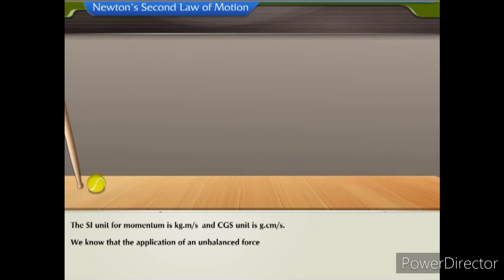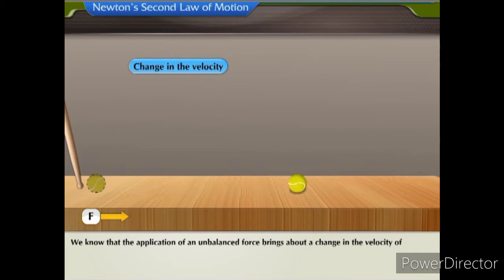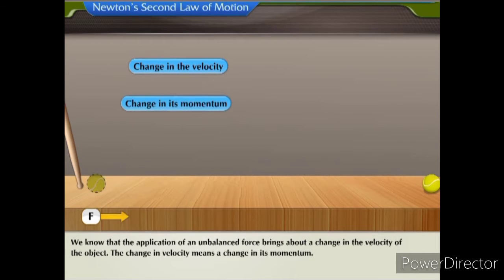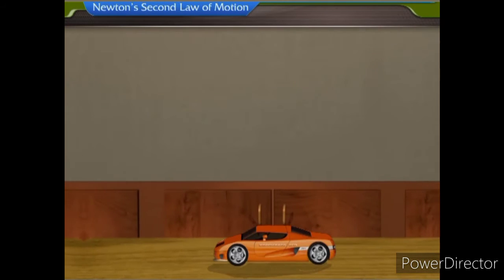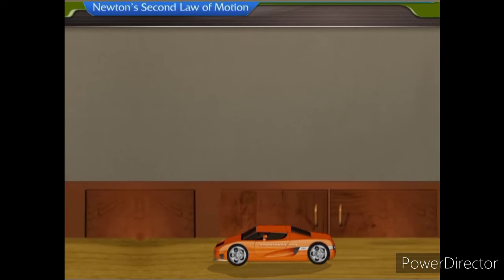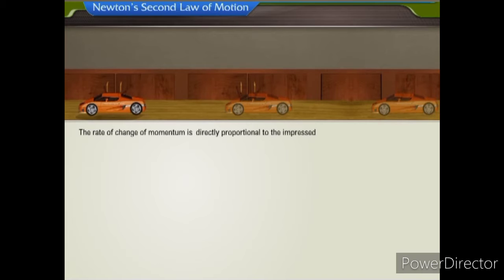We know that the application of an unbalanced force brings about a change in the velocity of the object. The change in velocity means a change in its momentum. This means that a force also produces a change in the momentum. Newton's second law explains the change in momentum. The rate of change of momentum is directly proportional to the impressed force and takes place in the direction in which the force acts.